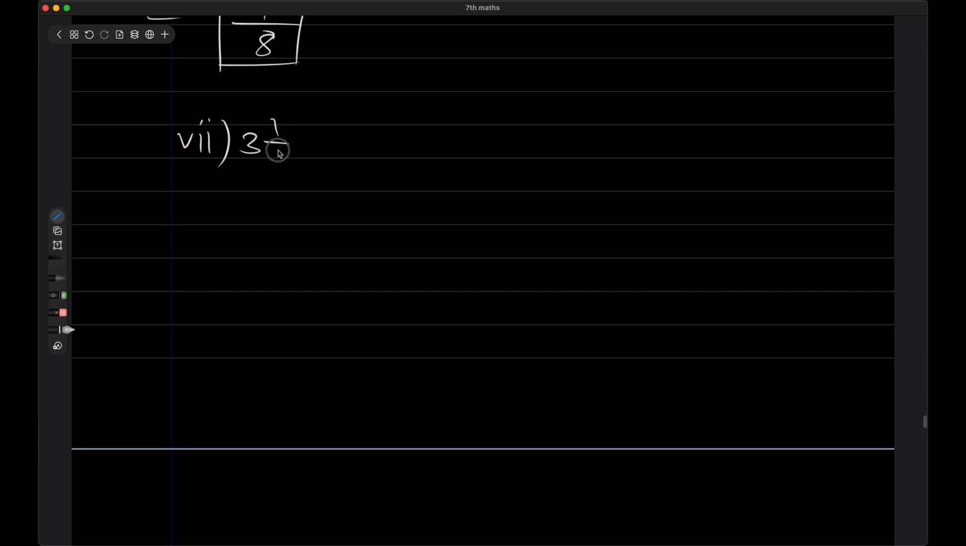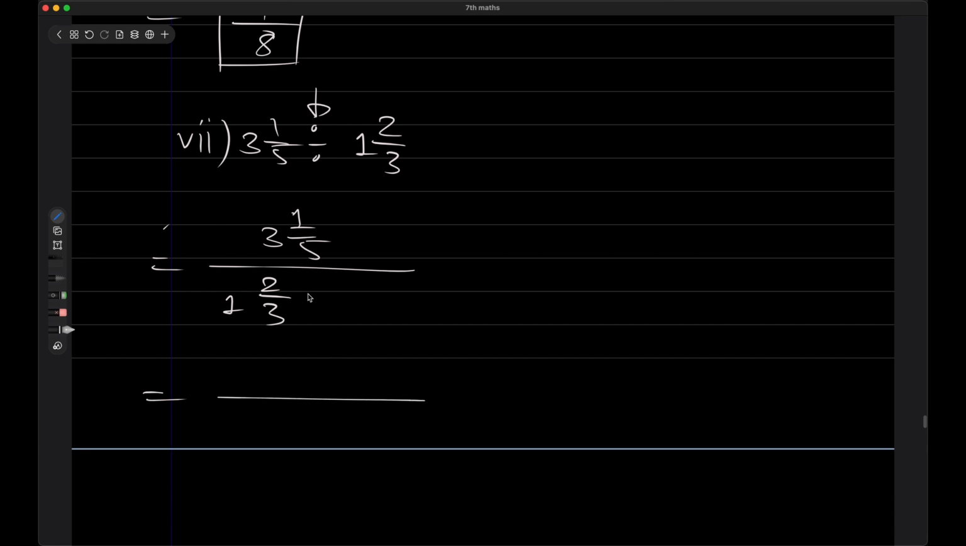3 whole 1 by 5 divided by 1 whole 2 by 3. Starting from division sign, write left side above the division sign and right side below the division sign. Now convert mixed fraction to improper fraction, that is 3 5s are 15 plus 1 is 16 divided by 5, and 3 ones are 3 plus 2 is 5 divided by 3.